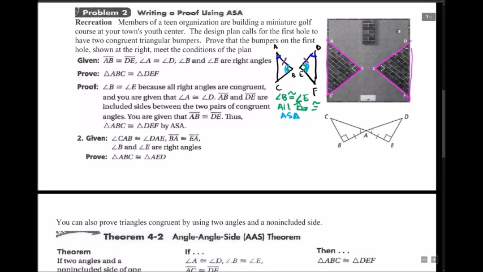All right, so this is a paragraph proof, which I don't like so much, but you can see that we have our given and our given, and all right angles are congruent, and then we have congruent triangles. All right, go ahead, pause the video, and you do the next one.